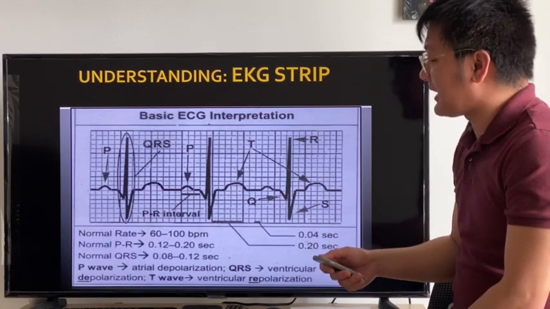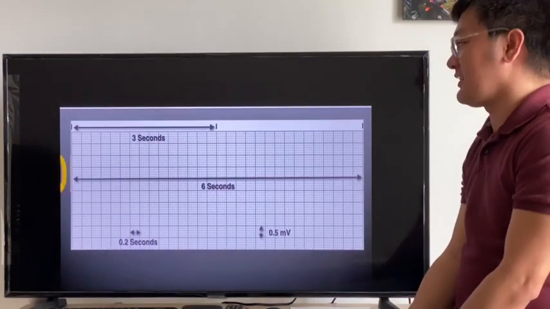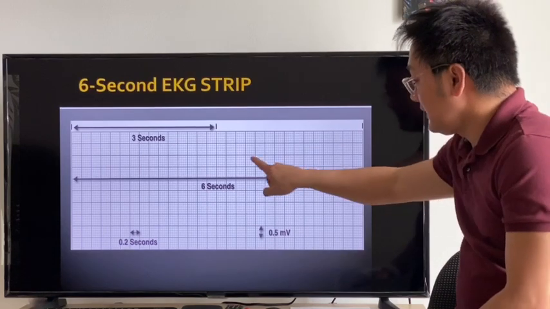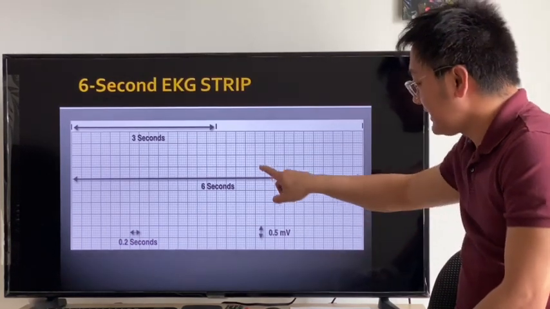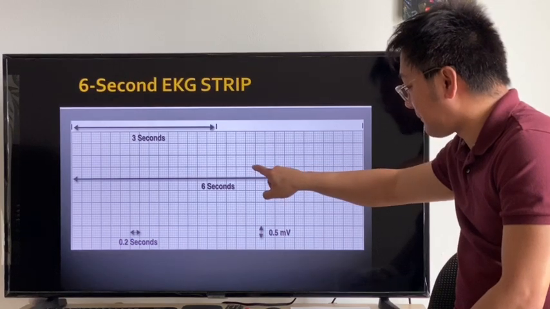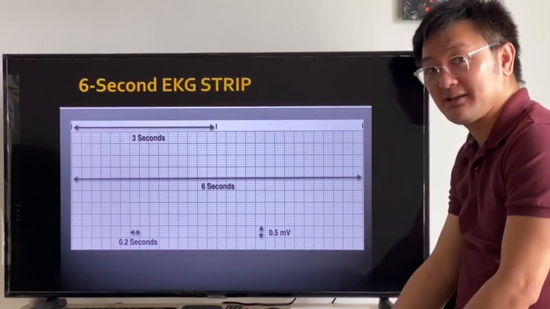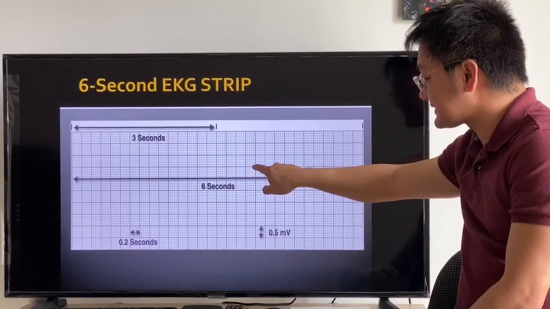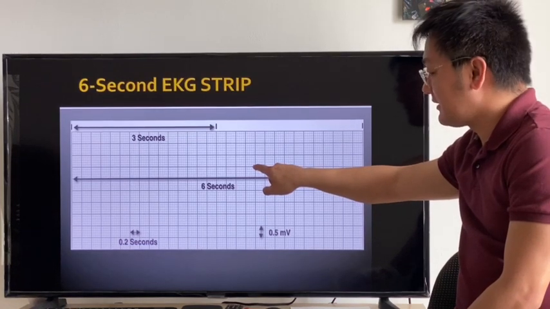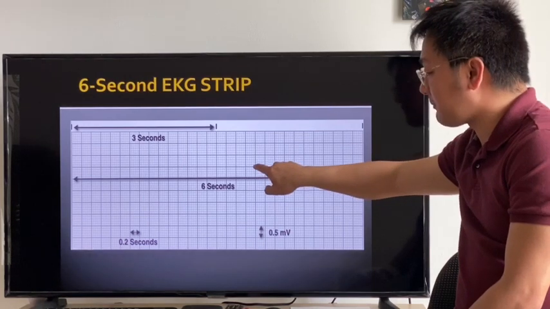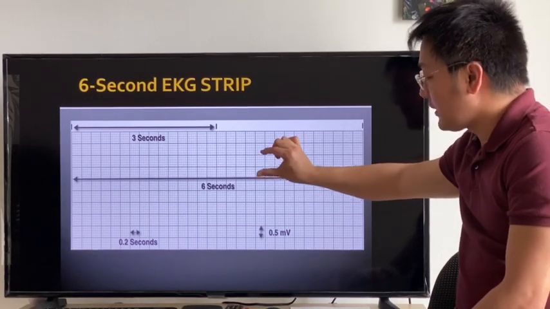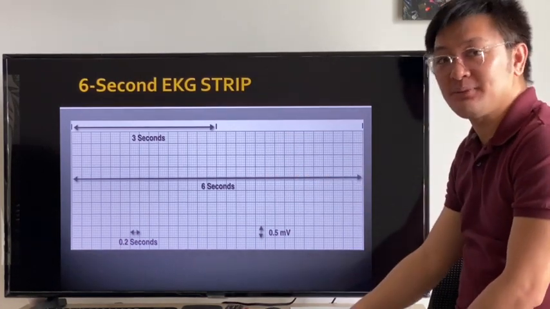Your ECG strip will look like this. Okay, now look. This is your big box. Again, the borders are darkened. Inside the big box are small boxes. Am I right? Again, one small box, 0.04. One big box, 0.20. One small box, 1 millimeter. One big box, 5 millimeters.